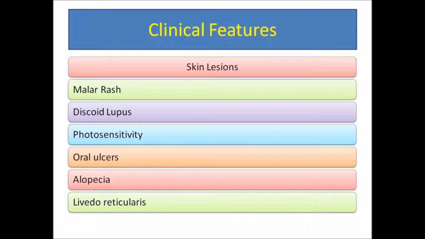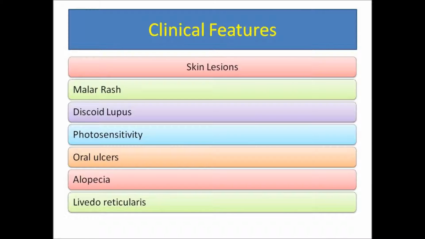Okay, we have also discoid lupus. This is an area of patchy redness that can lead to permanent scarring. Also, there is photosensitivity, oral ulcers, as we said. These oral ulcers can be painful or painless. We have alopecia, which could be non-scarring, which is reversible with treatment, or scarring, which is irreversible.